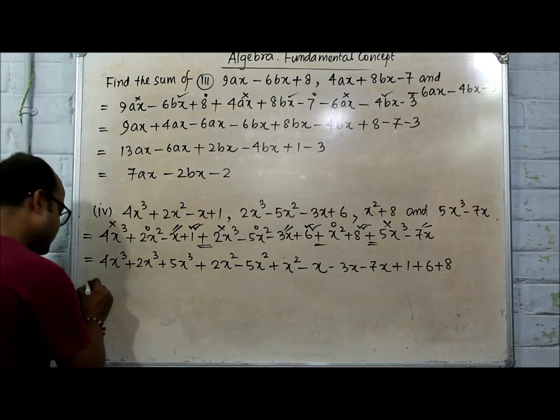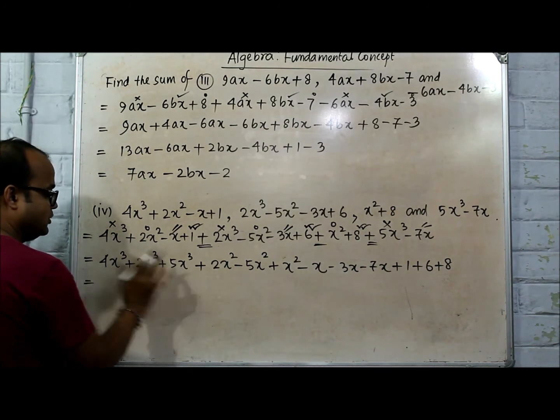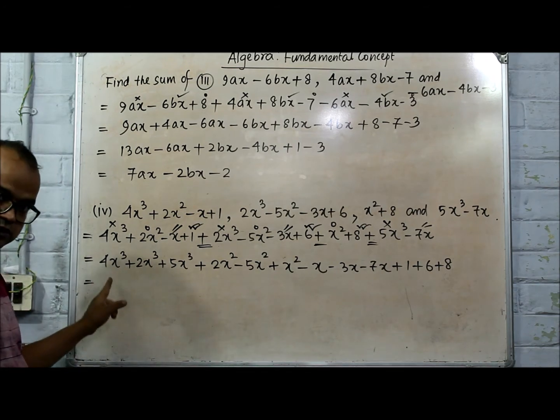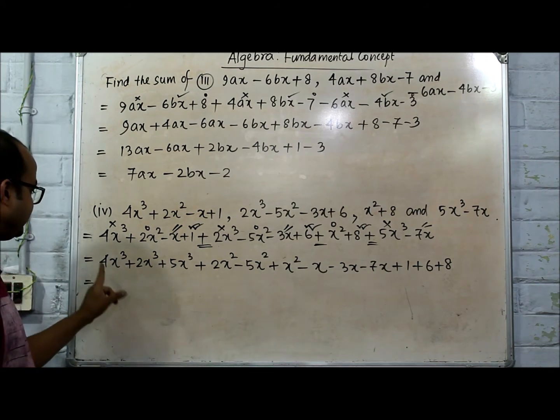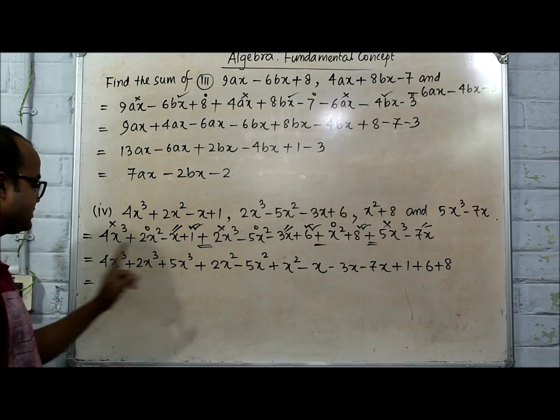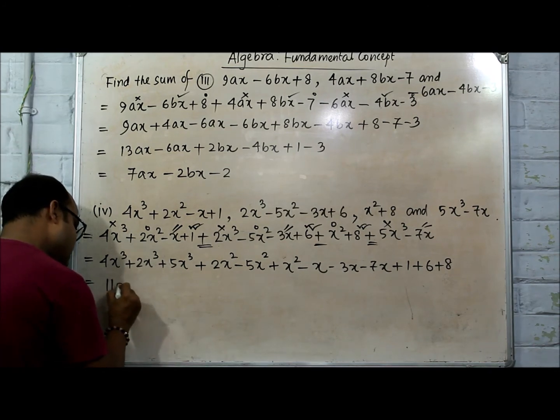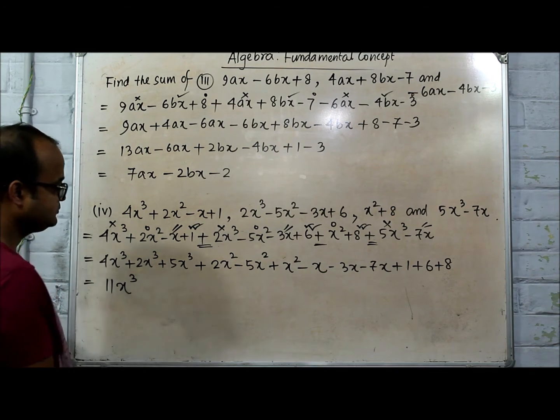Now we simplify. All 3 are positive, that is the same sign. So we need to add 4 plus 2, 6, 6 plus 5, 11. So 11x cube.